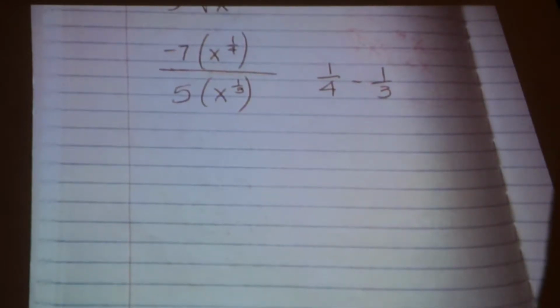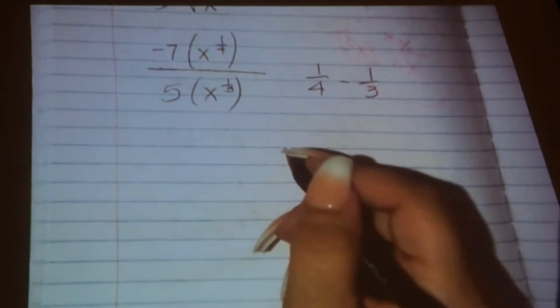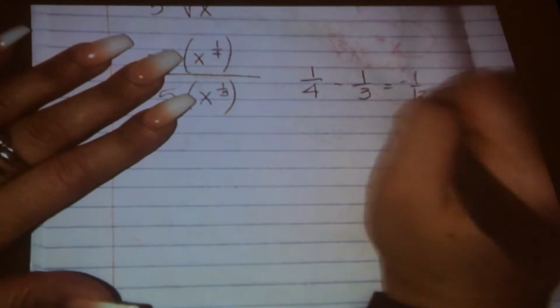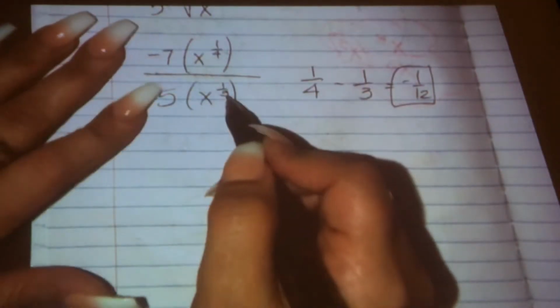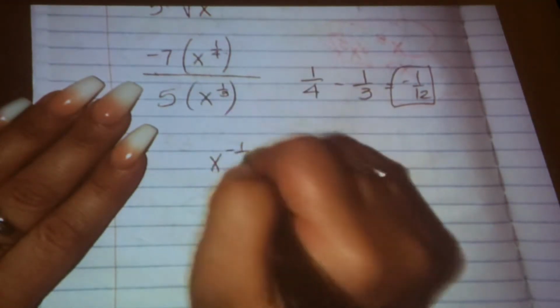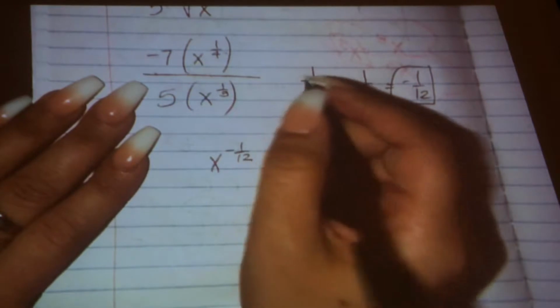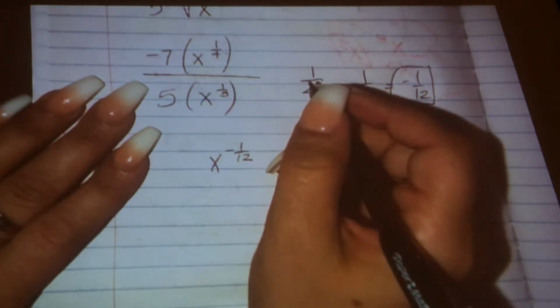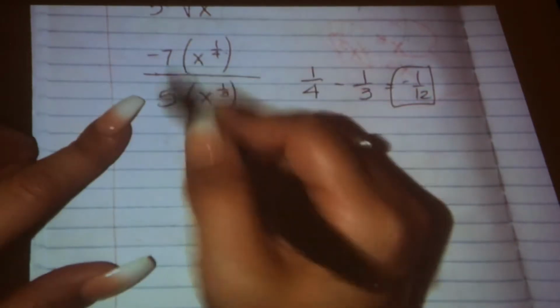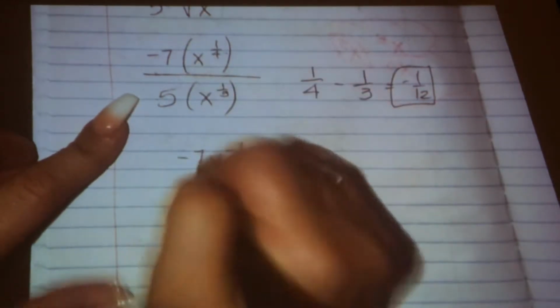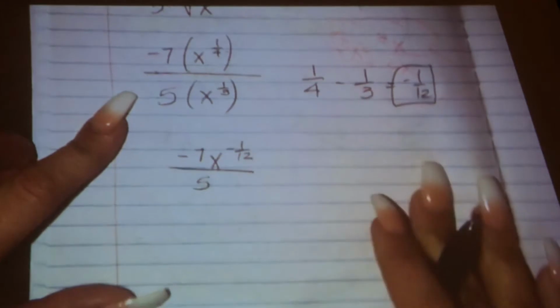So here, what'd you get? Negative 1/12. So when you get this, you get negative 1/12. So it's x to the 1/4 minus 1/3, which is negative 1/12. So this part right here is going to give you x to the negative 1/12, and then negative 7 divided by 5. That just means you're going to have a negative 7 on top and a 5 on the bottom.